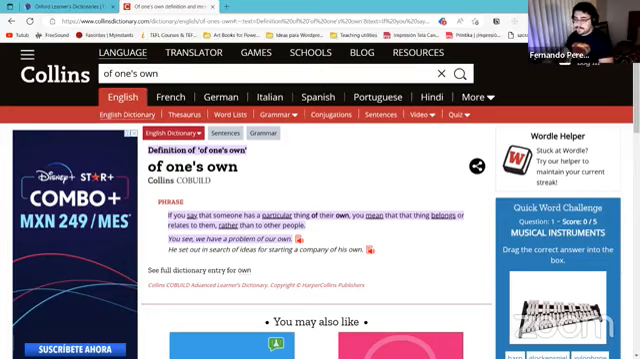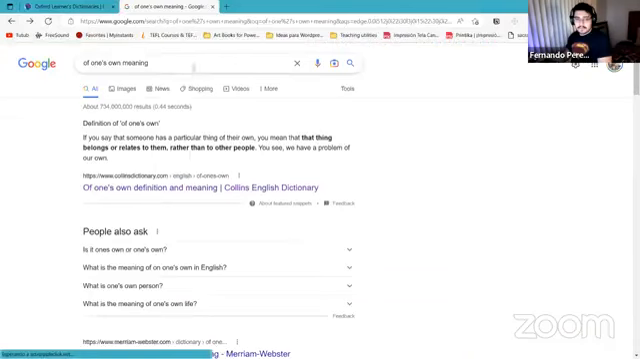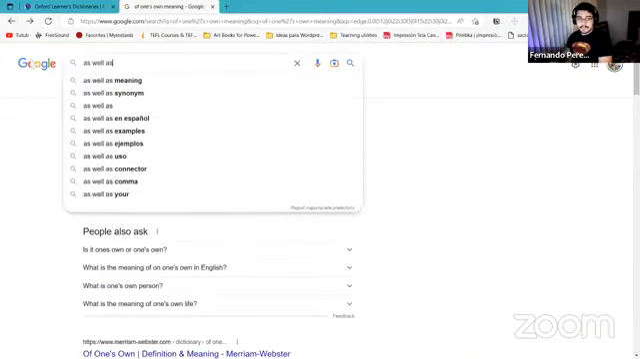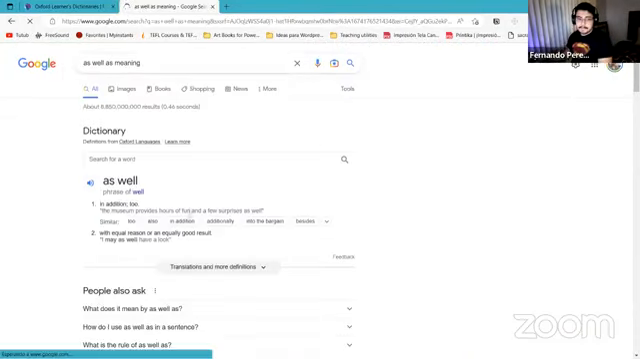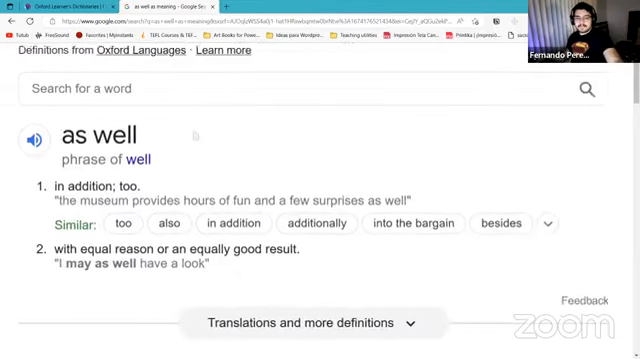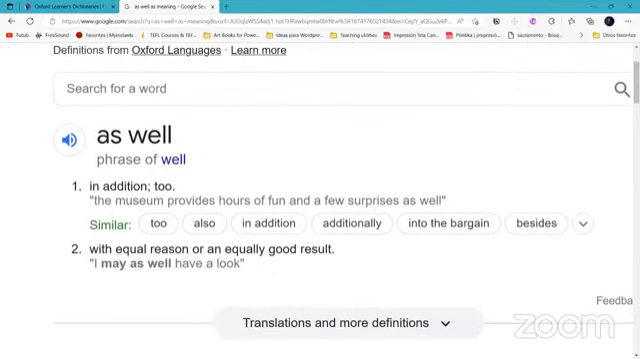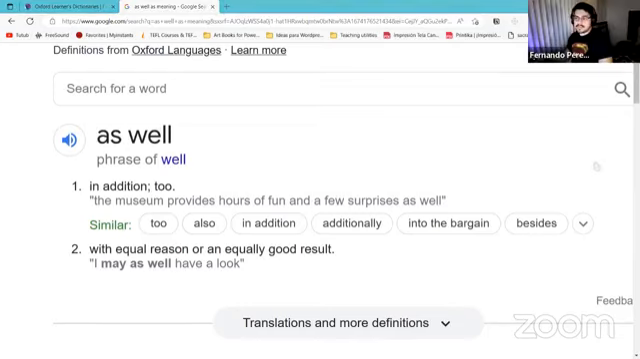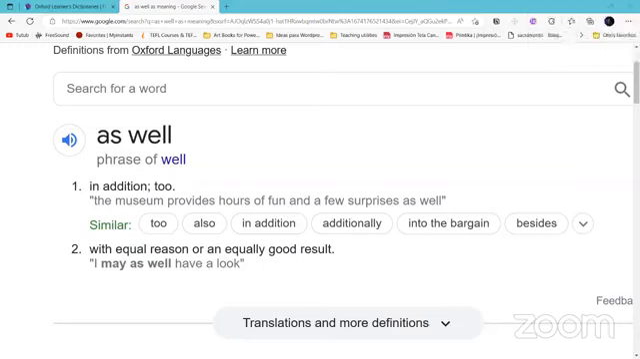Let's pass to the next one. Go. Yeah, this is the definition. As well. In addition to the museum, the museum provides hours on the phone and a few surprises as well.